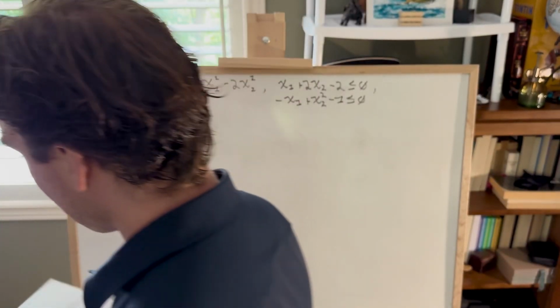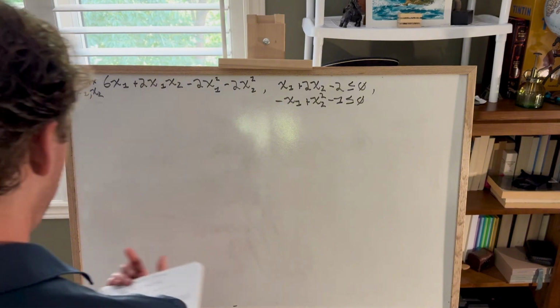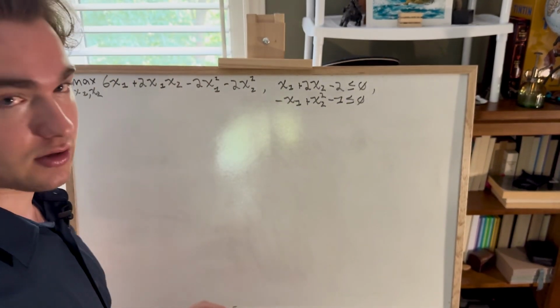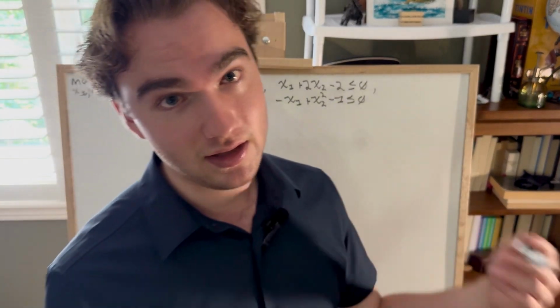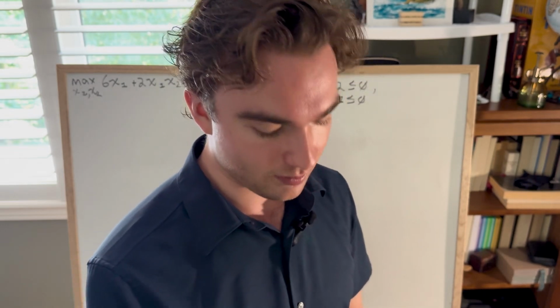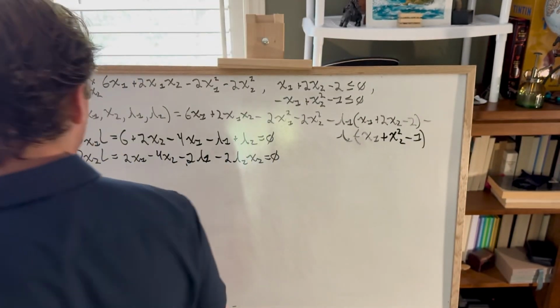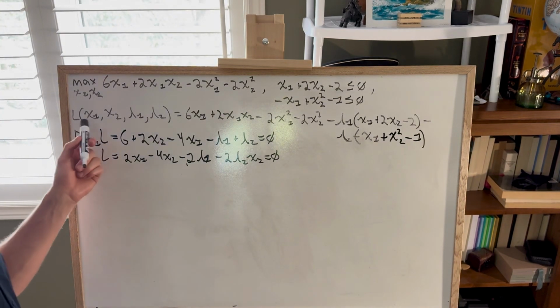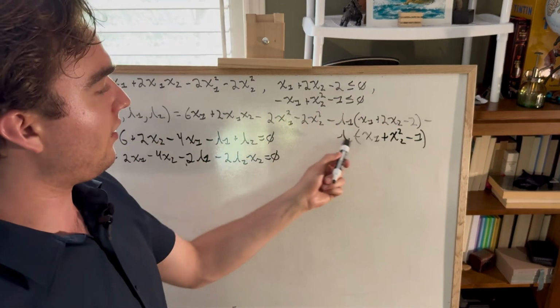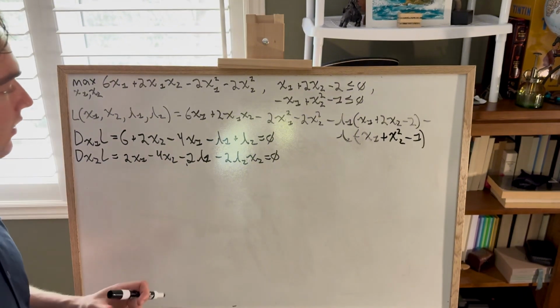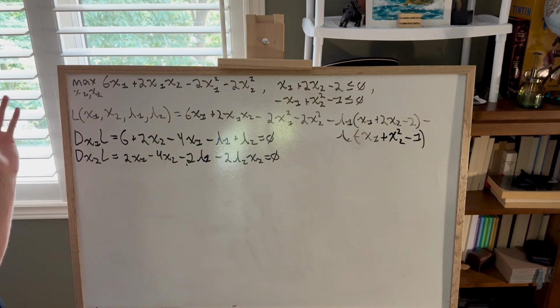I'm going to set up the Lagrangian now, and then perform the two partial derivatives, and then I'll explain from there what we're going to do. So this is your Lagrangian. It's a little bit long, but it's quite simple.